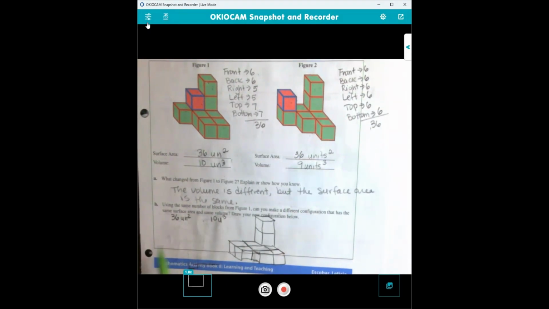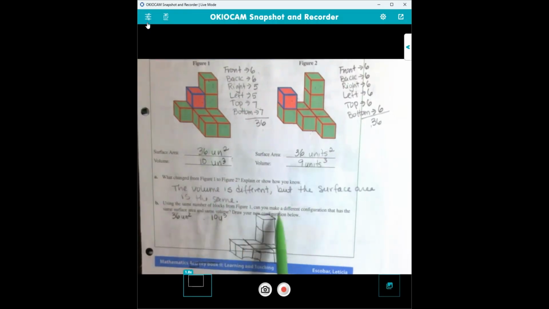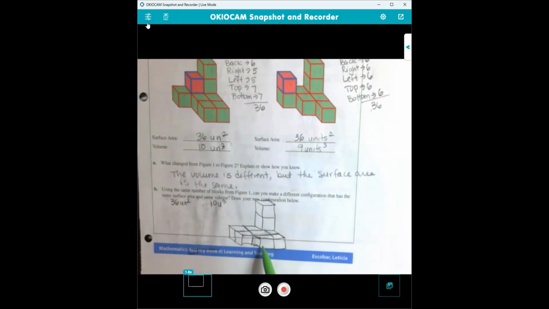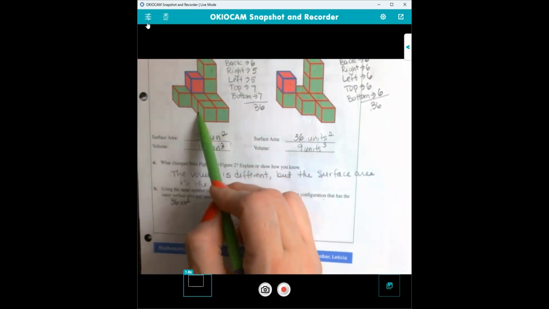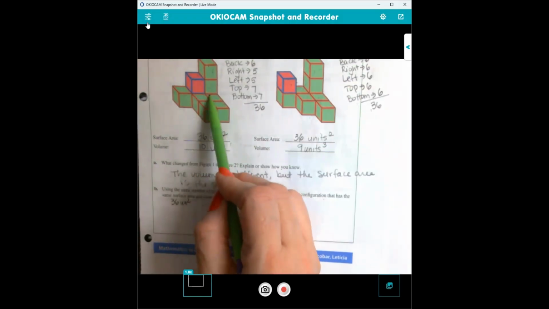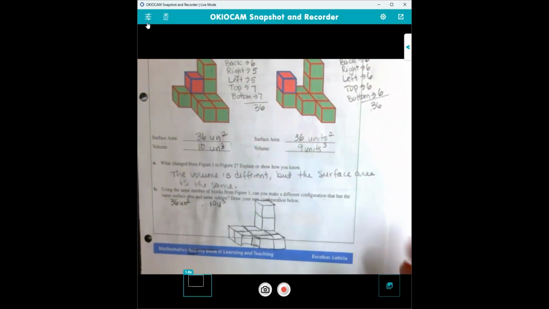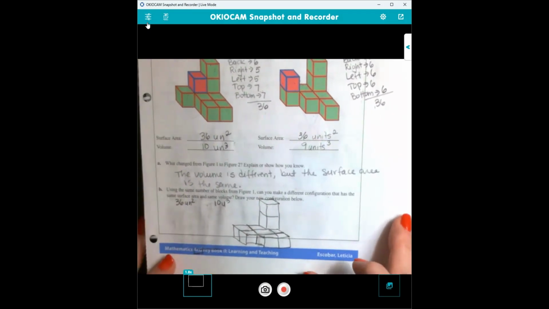And then we have 36 unit squares. It's using the same number of blocks as in figure 1. Make a different configuration than the one that is given to you. So basically I had 1, 2, 3, 4, 5, 6, 7, 8 on the bottom, and then a tower of 2. In other words, I put the pink one down here. So I have 2, 3, 4, 5, 6, 7, 8, and then these two just stack on top. And I still have the same volume and the same surface area.